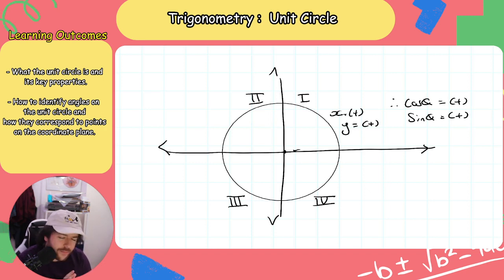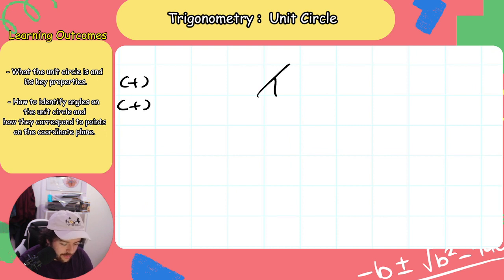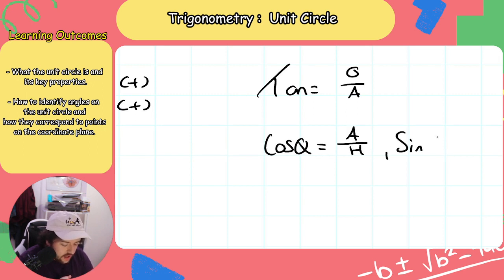What about tan, though? What happened to tan? Well, tan, as you were, ladies and gentlemen, is written as opposite over adjacent. Remember, cosine is written as adjacent over hypotenuse, and sine is written as opposite over hypotenuse. What would happen now if I divided sine by cos?